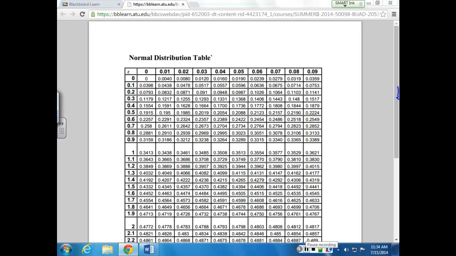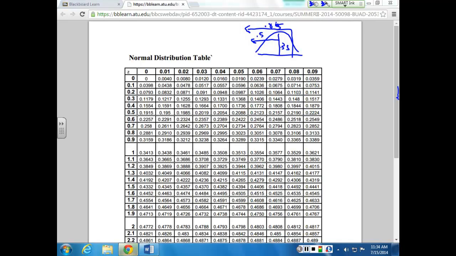Okay, so the next one asks for the 85th percentile. So we're looking for, I guess I'll draw that up here, a point such that 0.85 are below this point. We know this part's 0.5, therefore this part has to be 0.35.